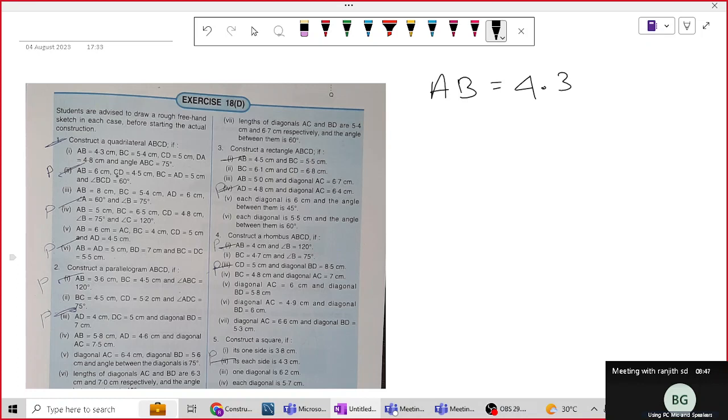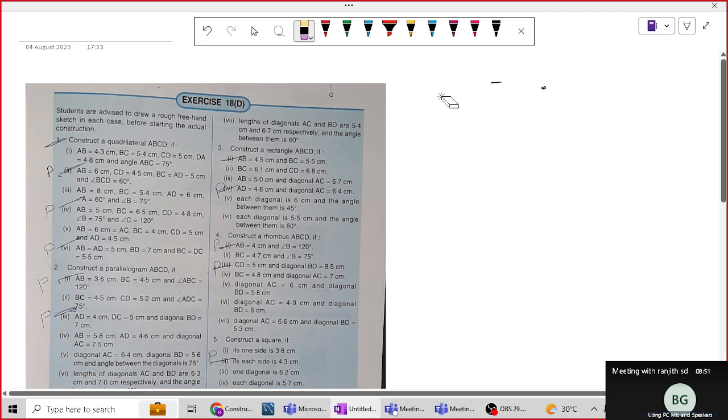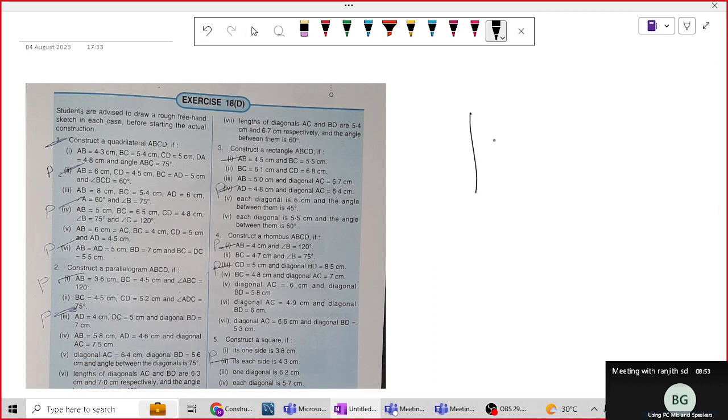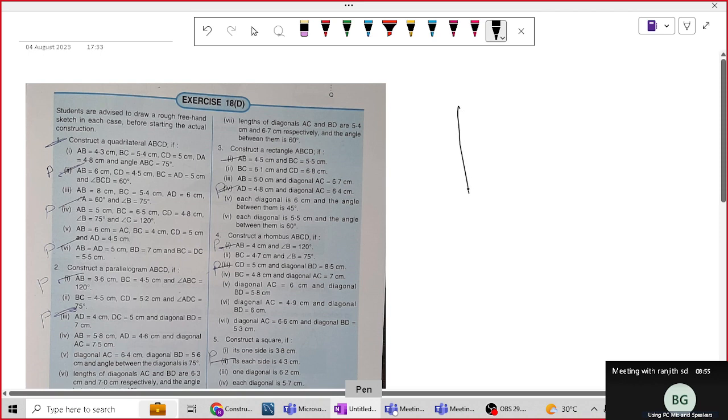What are we supposed to construct? A quadrilateral. Construct a quadrilateral. How many sides does a quadrilateral have? Four sides. Right, it has four sides.